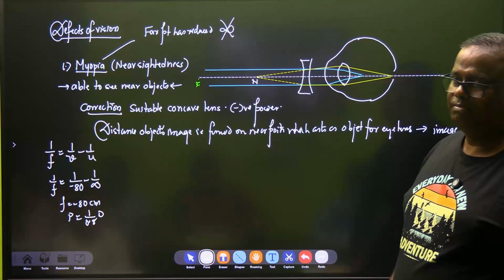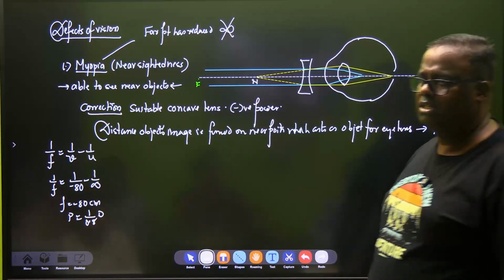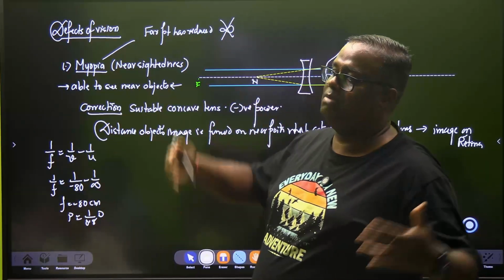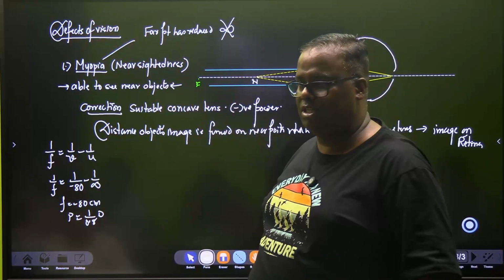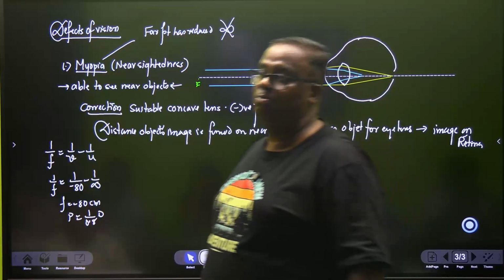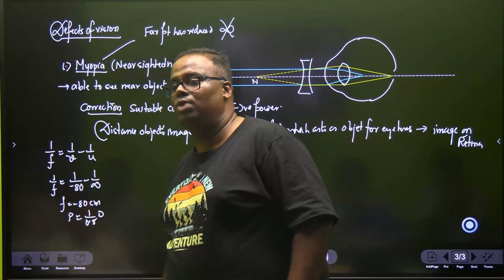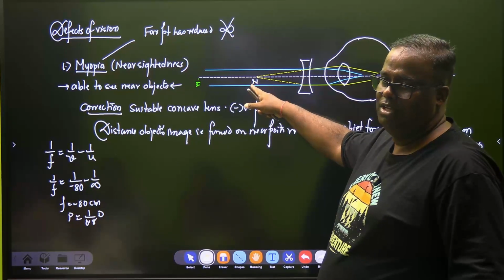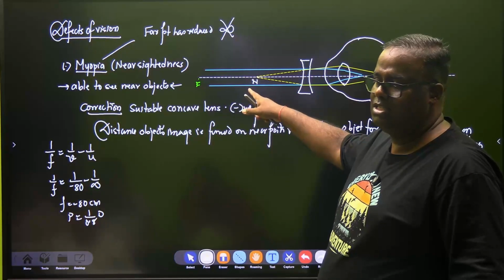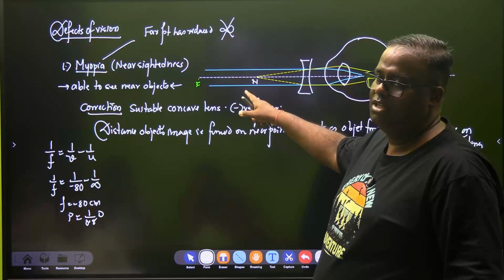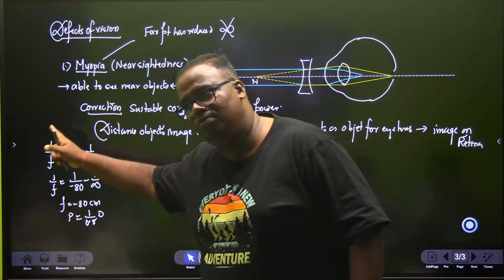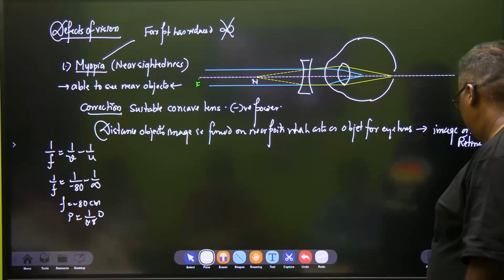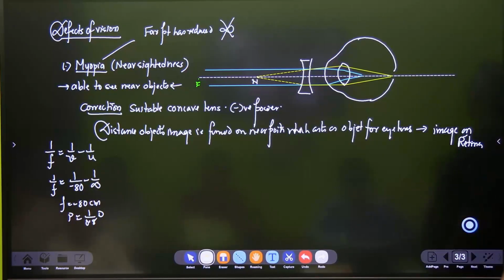ठीक है? ऐसे problems आप कर सकते हो. How was the problem? The problem was a person can see maximum up to 80 centimeters. Design an appropriate concave lens to address his myopia. So this distance is 80 for him. So we have to make this as his image. Object distance is up till infinity, and that way we design it. ठीक है? चलें. Any question on myopia?